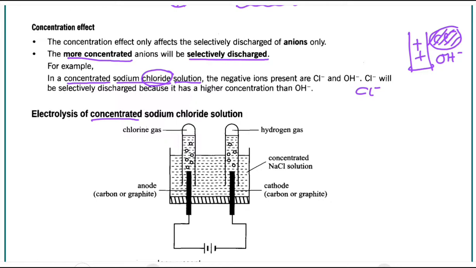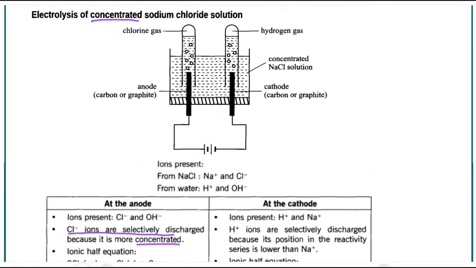There's something I mentioned when I was talking about chlorine being discharged at the anode. It's chlorine losing electrons at the anode, and then it becomes chlorine gas, as well as the electrons that it has to release. Is that okay? Then this one is just balanced, and it becomes 2Cl- to Cl2 plus 2e-. So that's a point of correction. Let's move forward.